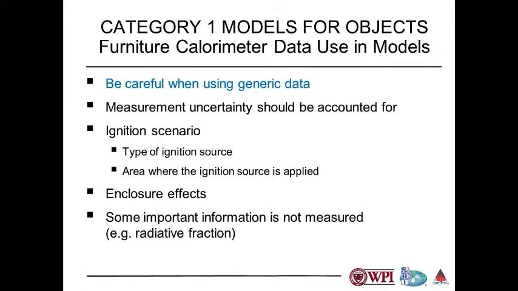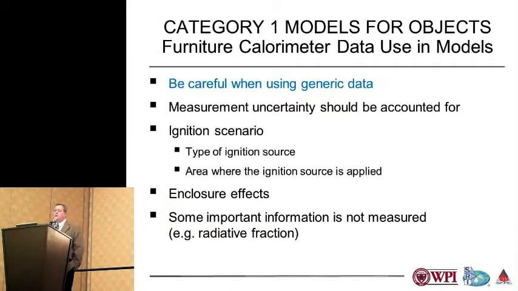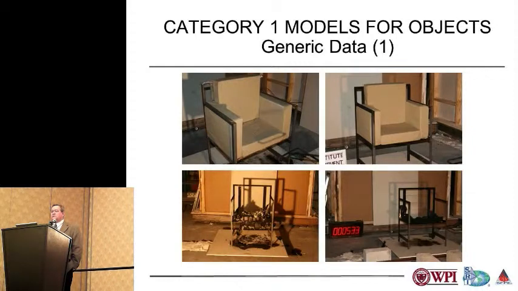What are the issues here? You can run this test and obtain some data, and maybe somebody else obtained the data for you and you find it in a handbook or something. You have to be very careful when you use generic data. And to illustrate this, I show an example here of a one-seat sofa mock-up that we tested.